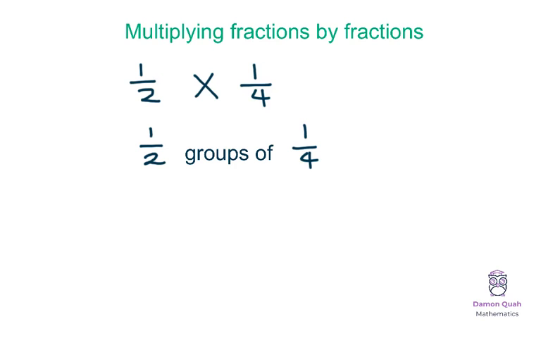So 1/2 times 1/4 actually means 1/2 groups of 1/4, or I need 1/2 of a group of a quarter. So a simple way to say this is just to say half of a quarter. I want to take half of a quarter. I don't want one group of a quarter. I only want half of a group. So I only want half of that quarter.